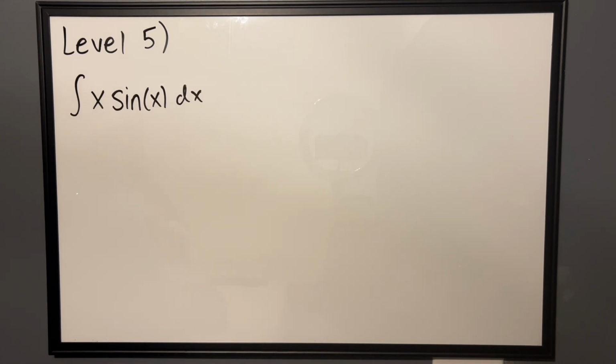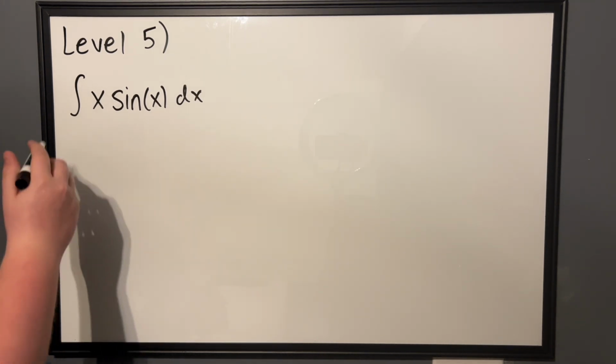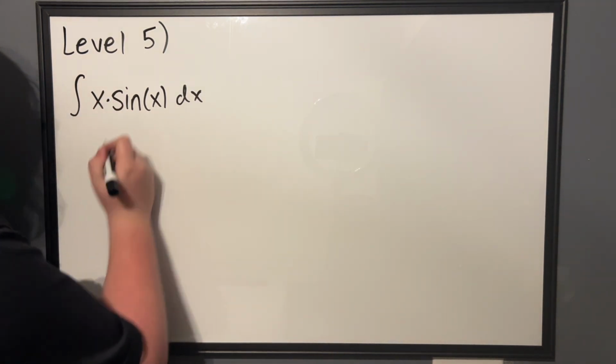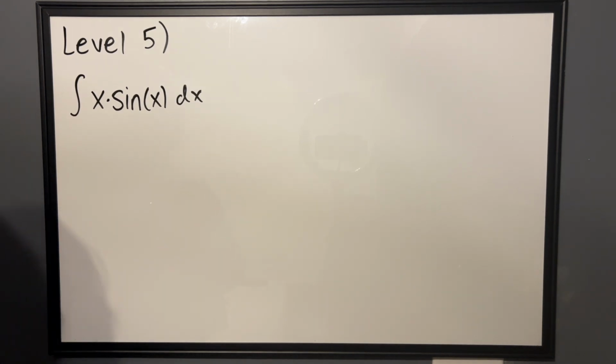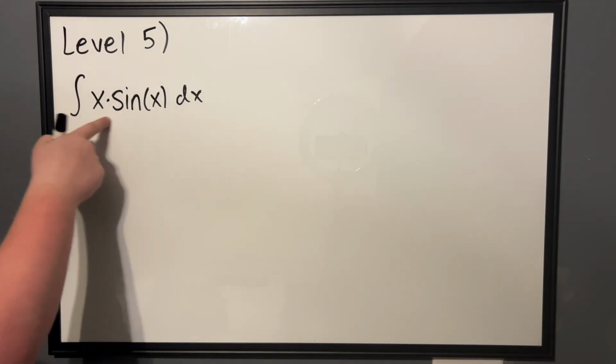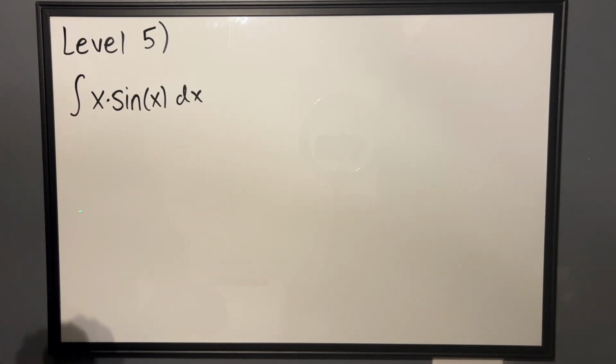Now, here you have to notice what we have in this integral. We actually have a product here. I didn't write the multiplication, and typically you won't, but we do have a product of two functions here. And typically when we have a product of two functions, what we're going to want to do is use integration by parts.